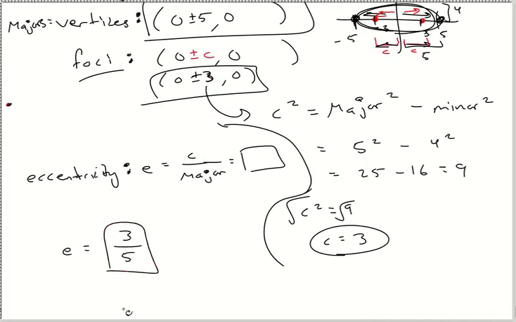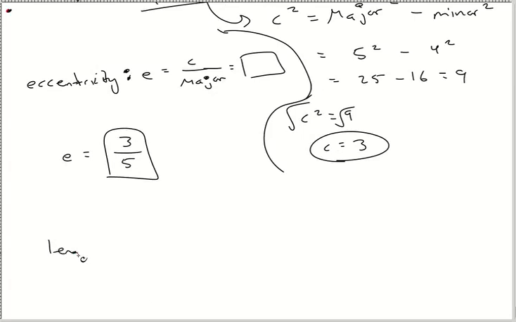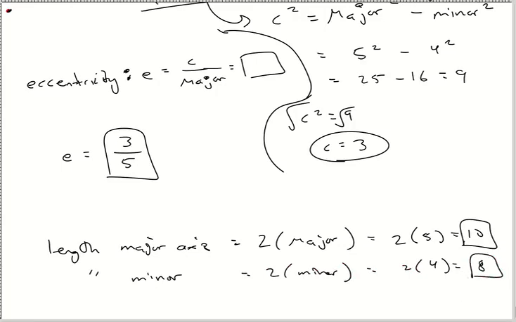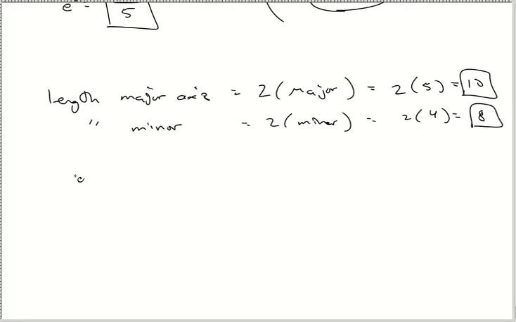That's it. This problem keeps going. It says length of the major axis. Again, that's just going to be 2 times your major. So then 2 times your 5 is a 10. And then length of the minor axis, 2 times your minor, 2 times the 4 is an 8. Okay. There we go. Phew, that was a lot. And that was only one question. We got a lot more to go.